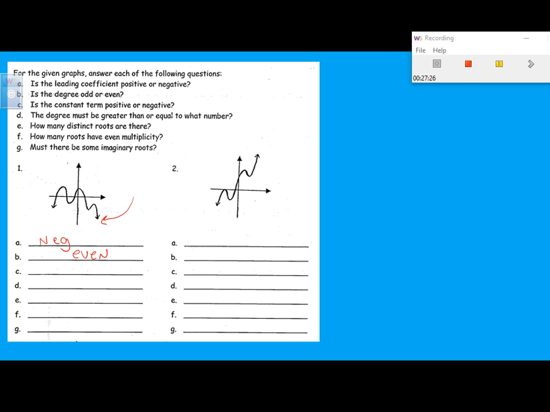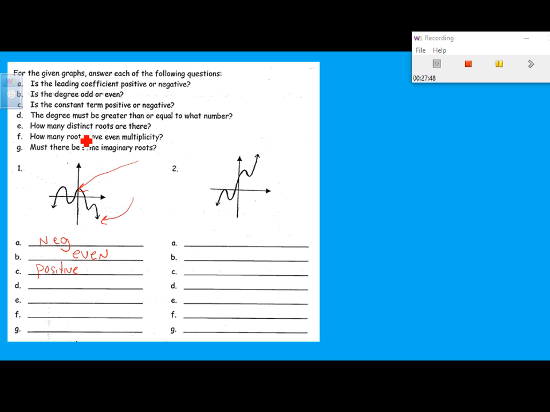Part C, is the constant term positive or negative? To figure that out, go find your y-intercept. My y-intercept is right there, which is positive, so my c value, my constant value, must be positive in this case.